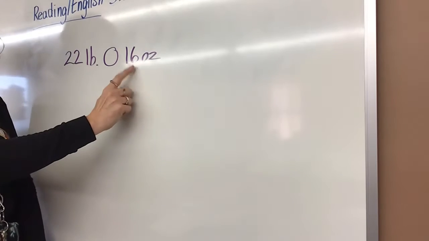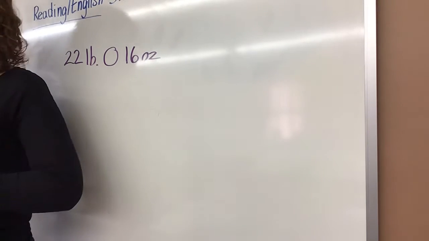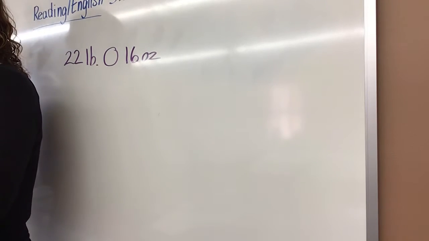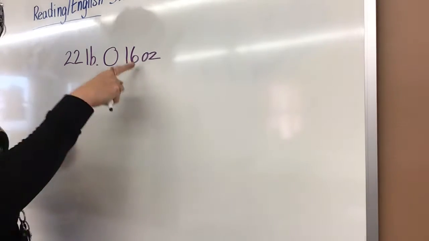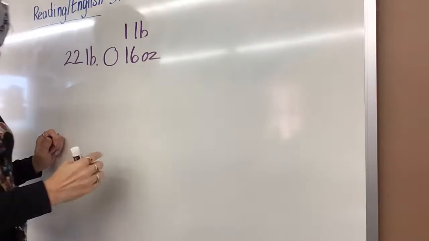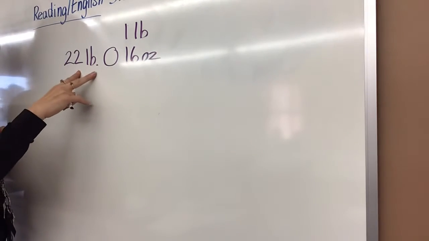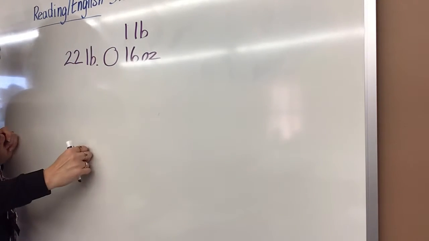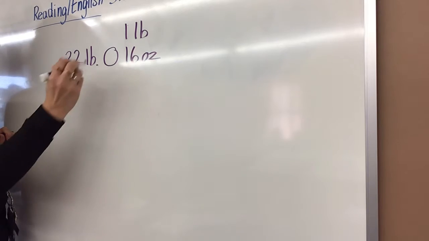But if you look at this side, what does that say? 16 ounces. Do you know 16 ounces? It's 1 pound. Yes, it's 1 pound. So over here on this side, above it, you can write 1 pound. Now you're comparing 22 pounds to 1 pound. Which one's bigger? 22 pounds.